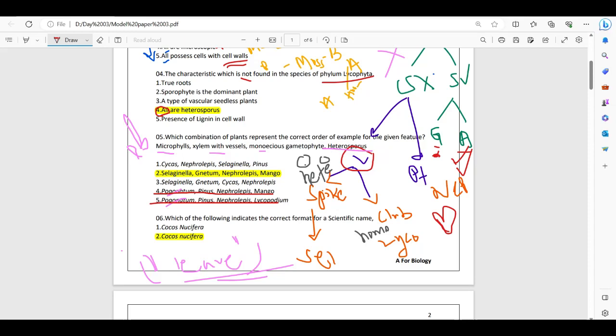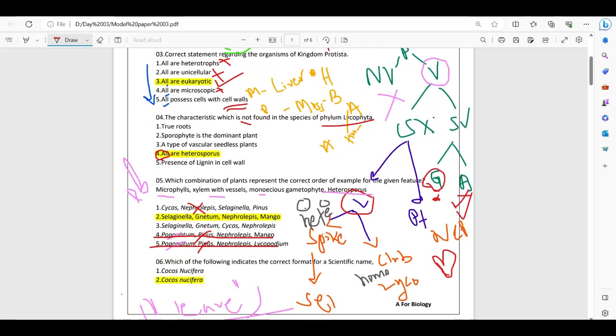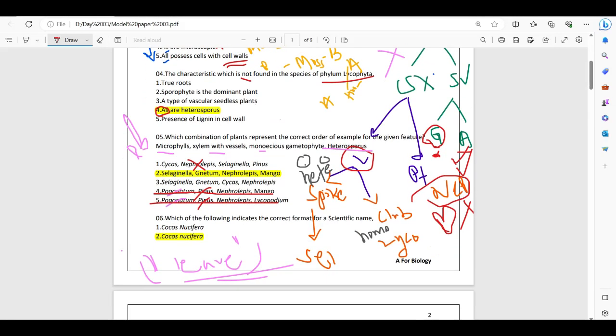The uniqueness about the given answers is that Gnetum is present. Gnetum is the only gymnosperm with xylem vessels. Pinus is also a gymnosperm, but it does not have xylem with vessels, even though it's a vascular plant. So we already eliminated those two answers, and we are left with 1, 2 and 3. If you remember the fact I mentioned earlier, you can eliminate the first answer, because Nephrolepis, even though it had vascular tissues, did not have xylem with vessel elements. So now we are left with the second and third answers.